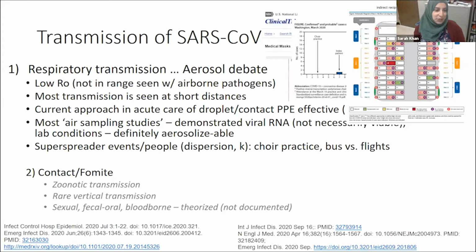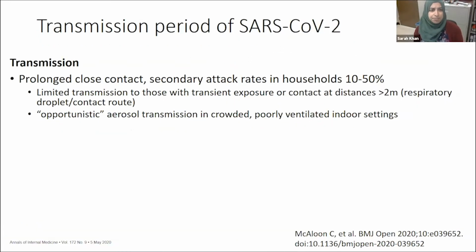I won't get into discussions around zoonotic transmission, the rare case reports of vertical transmission, again, in typically immune compromised women with severe disease at the time of delivery. And then again, there's theorized discussions of sexual, fecal, oral, and bloodborne transmission, but truly not yet documented.